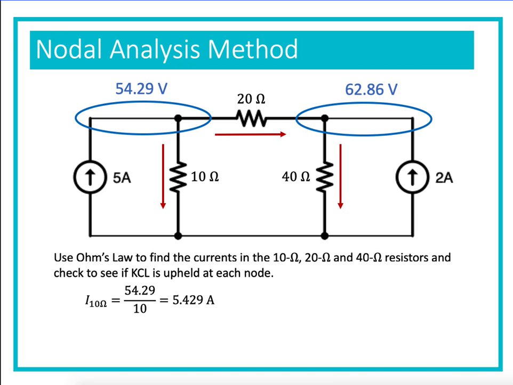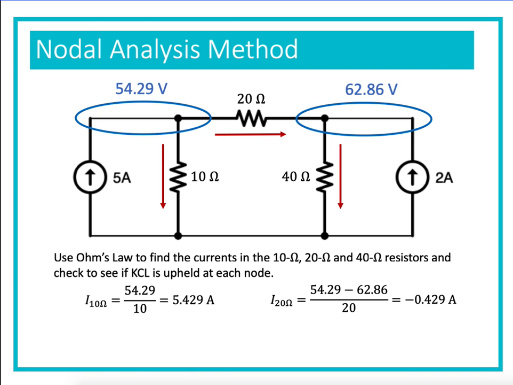So we take 54.29, we subtract 62.86 and divide by 20 ohms, and we get negative 0.429 amps. And all that means is that when we initially put that current direction in, we misguessed, and it's actually going the other way.